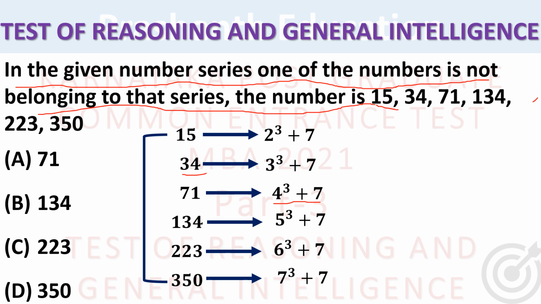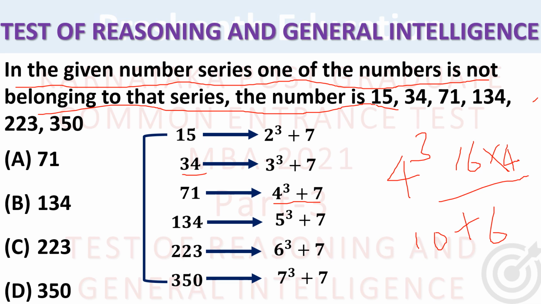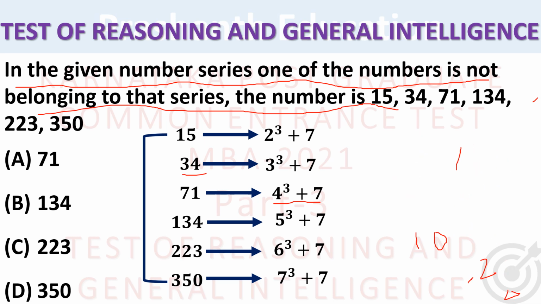Okay, one trick would be like, for example, 4 cube you need to find out. So you know that 4 into 4 is 16. Now into 4, you can do it very easily. Split this 16 into 10 plus 6. Now multiply 4 into 10, it's 40, plus 4 times 6 is 24. So it will be 64. If you practice it, you will be easily able to do it. Now 71 is not the number.